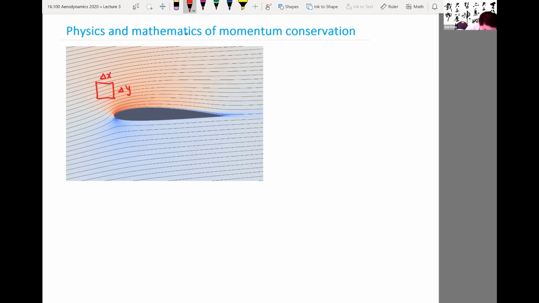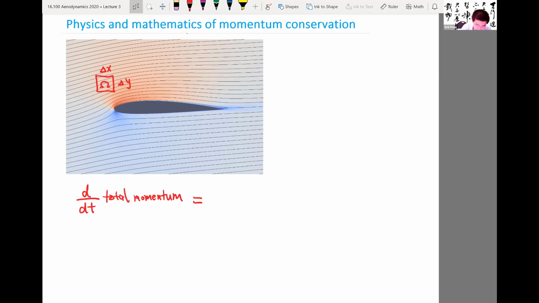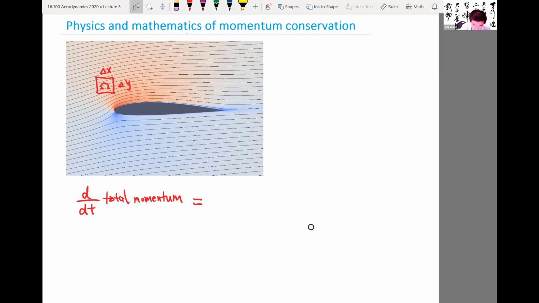By momentum conservation, what we mean is that the derivative of the, let's just write in words, total momentum within this control volume. Again, let's denote the control volume with the capital Greek letter omega. Momentum conservation says that the time derivative of this total momentum is equal to the summation of two things. The first thing is how much momentum is carried over by the flow into and out of the domain.